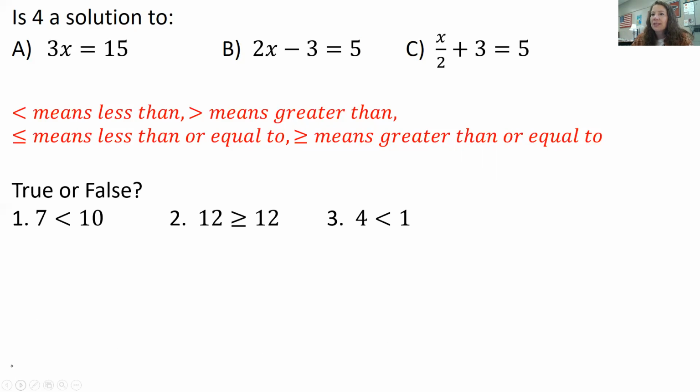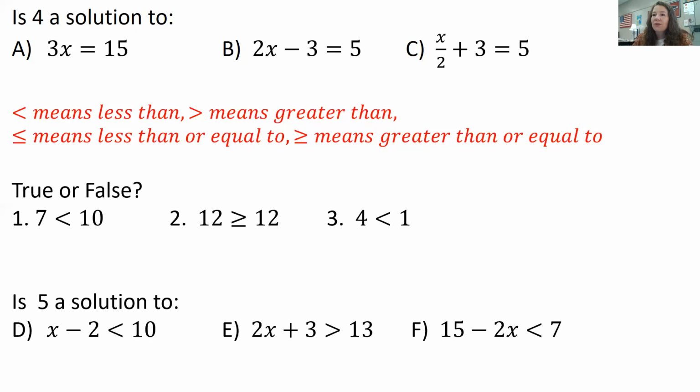So I want to know, are these statements true or false? Is 7 less than 10? That is true. Is 12 greater than or equal to 12? Well, 12 is not greater than 12, but 12 is equal to 12. So that statement is true. And then is 4 less than 1? No, that statement is false. 4 is not less than 1. 4 is greater than 1.